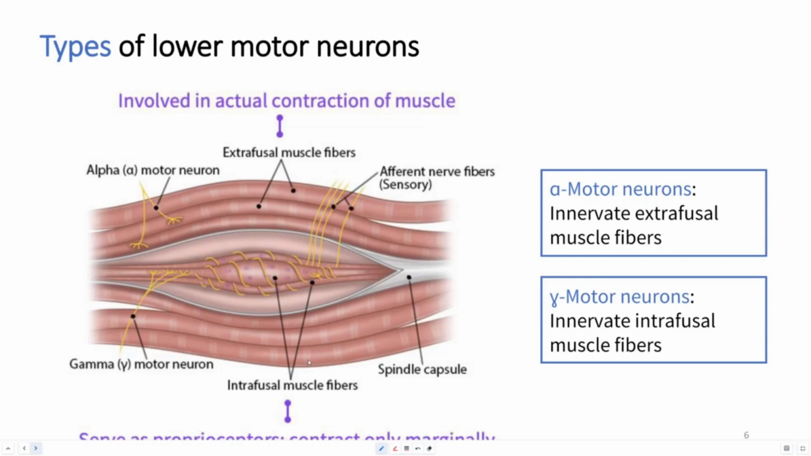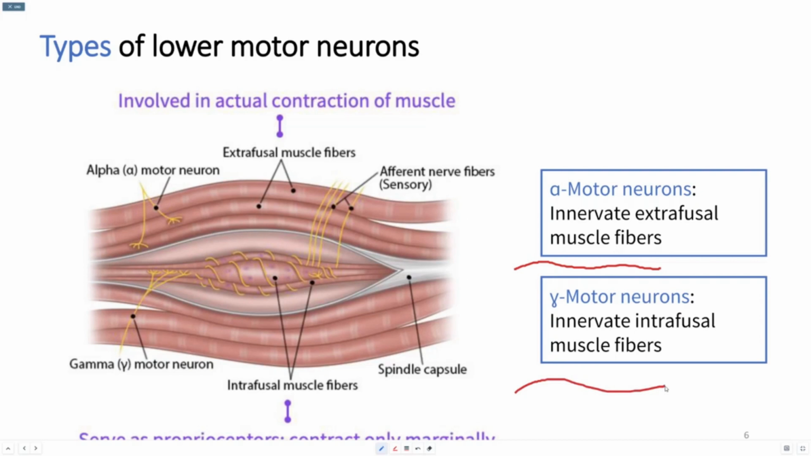We have the alpha motor neurons. These are the large and multipolar neurons that directly innervate skeletal muscle fiber. And these alpha motor neurons are responsible for producing contraction, and their activity is essential for voluntary movements of the body. Then we also have the gamma motor neurons.